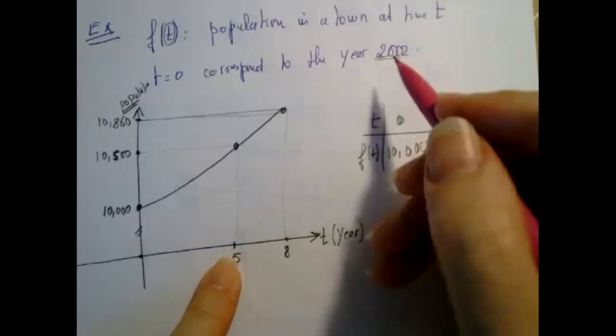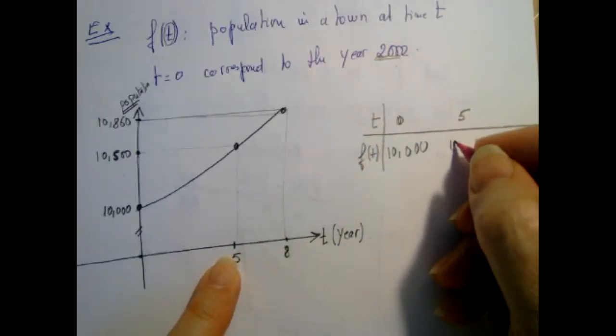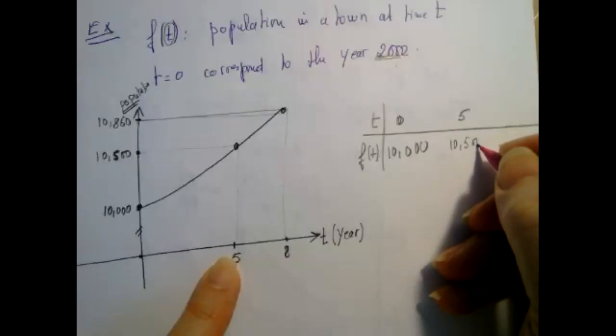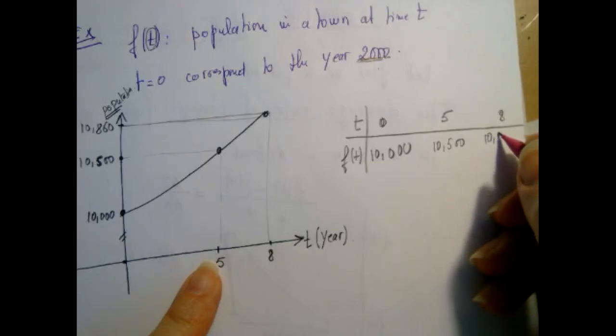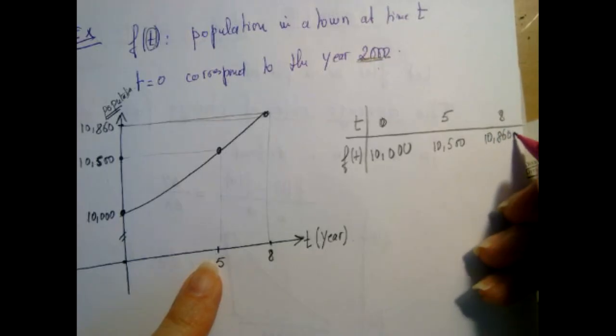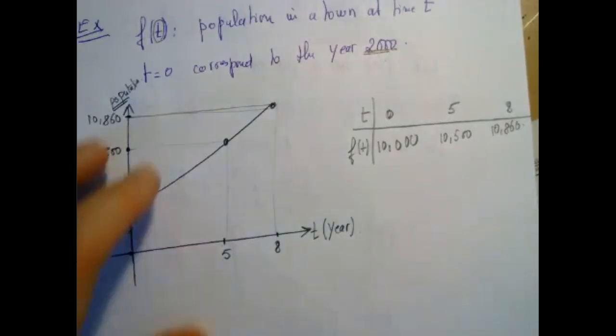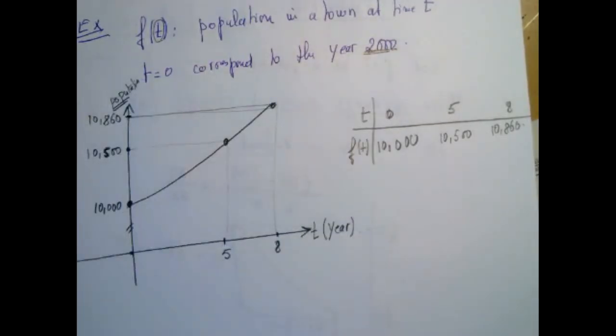T equal to 5, which corresponds to 2005, it's 10,500. And t equal to 8 is 10,860. These are the numbers I give you. Okay, that's the picture. My goal behind this problem is to ask the following question. When was the population changing fastest? Between t equals 0 and t equals 5, or between t equals 5 and t equals 8?